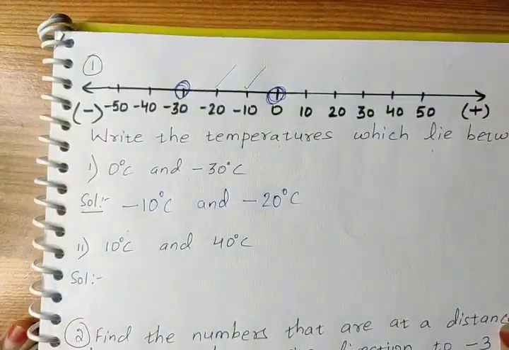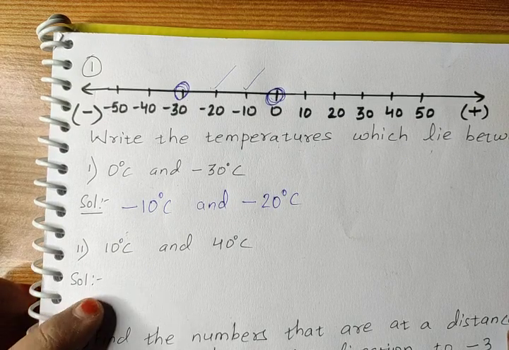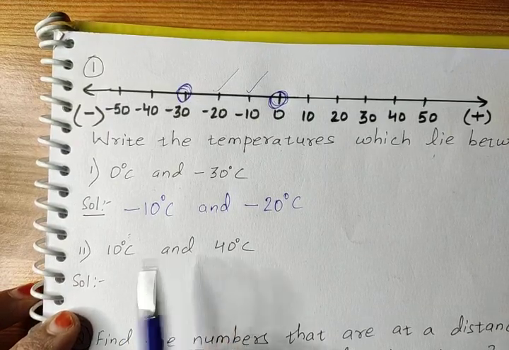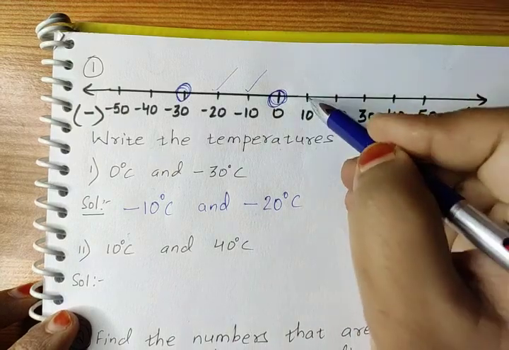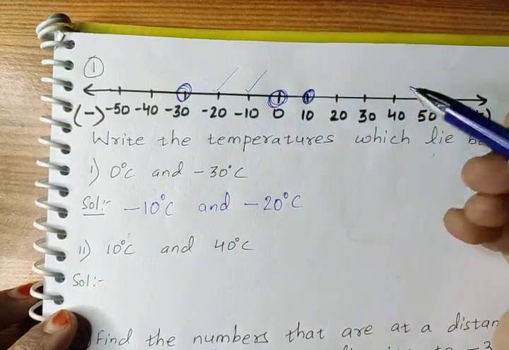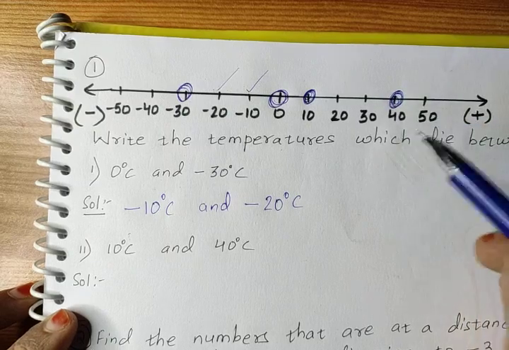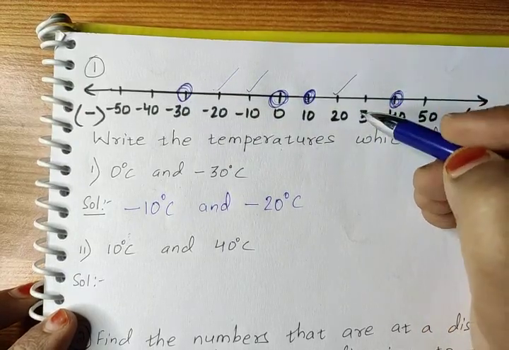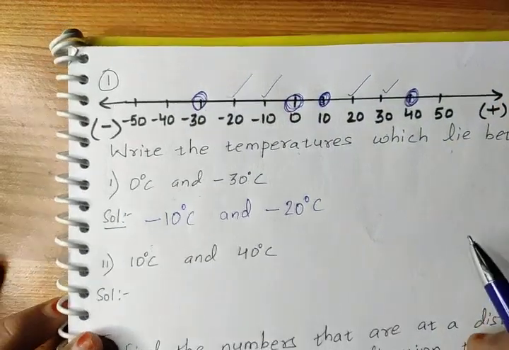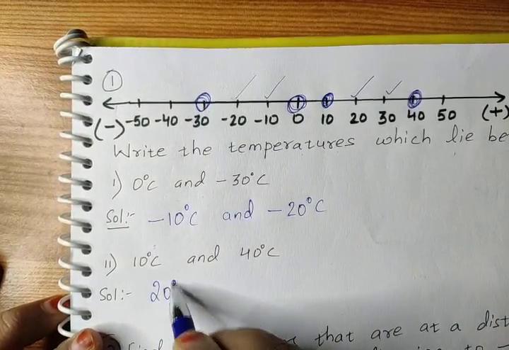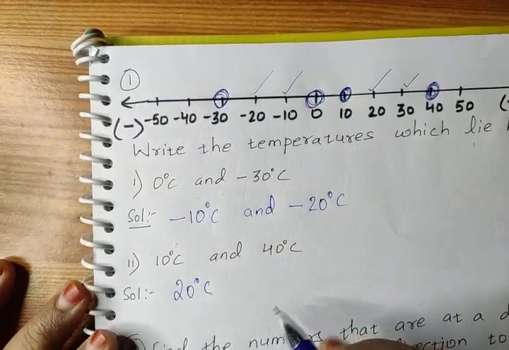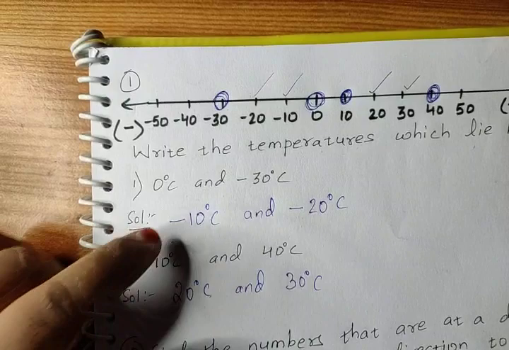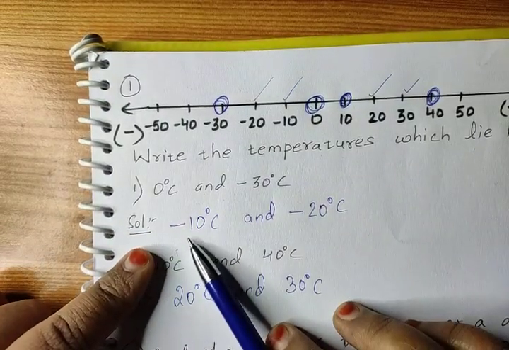Understood now? The next question is to write the temperature between 10 degrees Celsius and 40 degrees Celsius. This is 10 degrees Celsius and this is 40 degrees Celsius. Between them are 20 degrees Celsius and 30 degrees Celsius. So you can see, children, when we write negative temperature, we are mentioning minus.